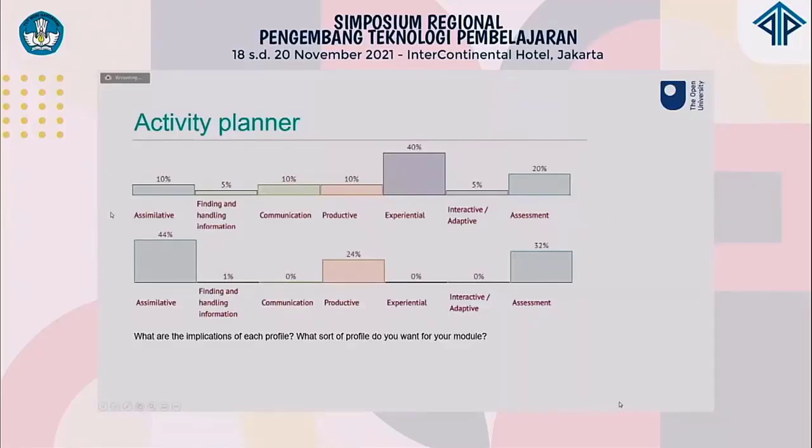In this course, we have a wide range of activities. Most of the work that the students are doing is classed as experiential, very hands-on activity. 20% is assessment, and we can see communication is important as well as assimilative tasks.